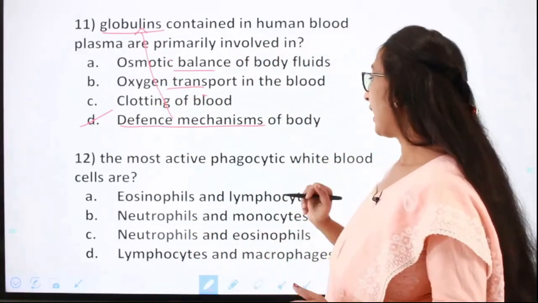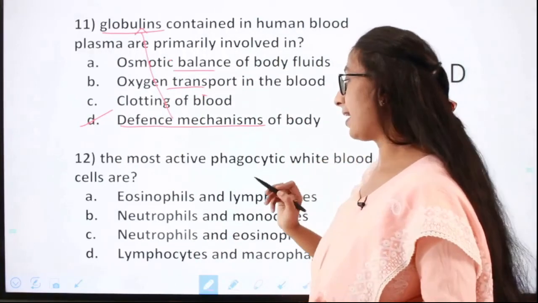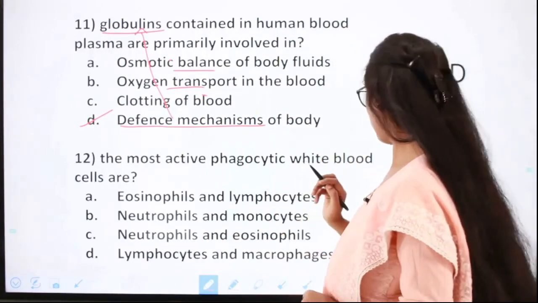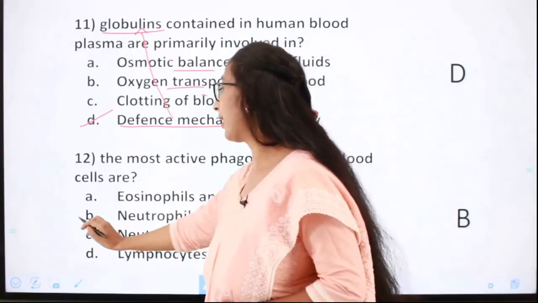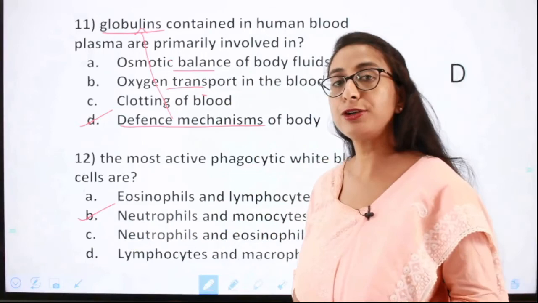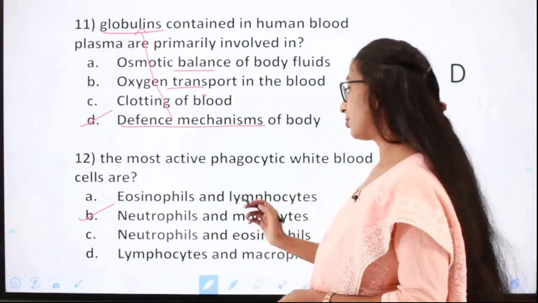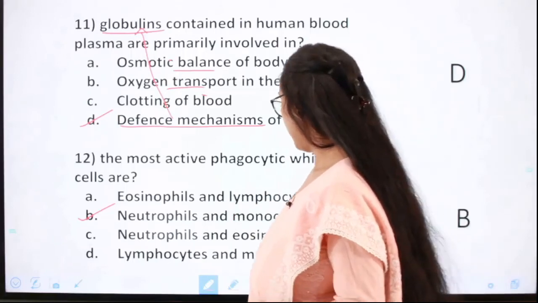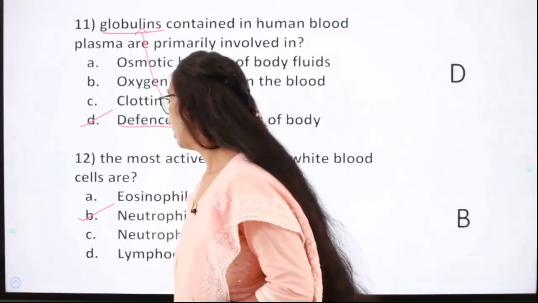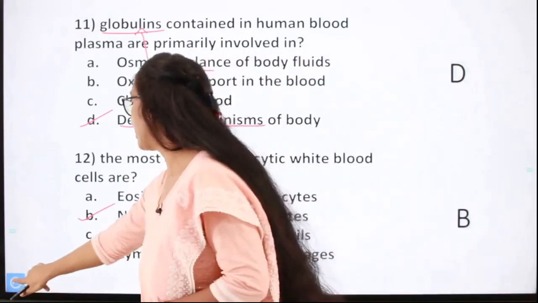The most active phagocytic white blood cells are, we know, neutrophils and monocytes. They are the phagocytic cells which carry out phagocytosis of the foreign particles which are entering into our body. So B is the right answer. Neutrophils and monocytes, B is the right answer.